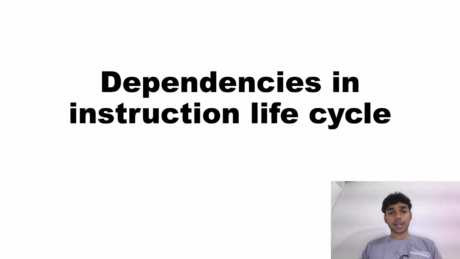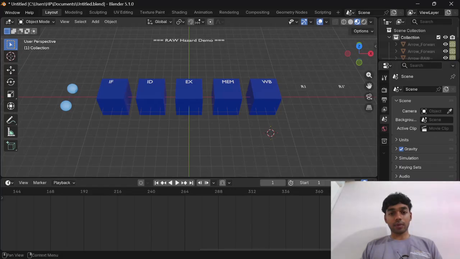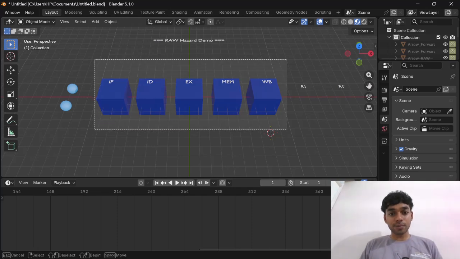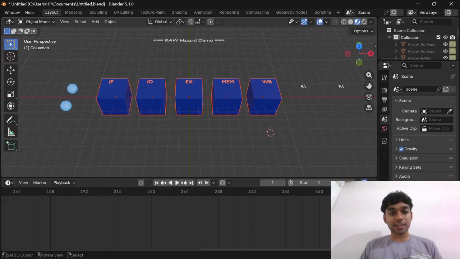So first of all, let us go to our workspace. Here I have used the Blender tool for the simulation of this project. First of all, let us see what an instruction life cycle looks like. It contains five phases, as we can see here. I have used five cubes for various stages of an instruction life cycle, through which every instruction, in order to be executed, must pass through all these phases.